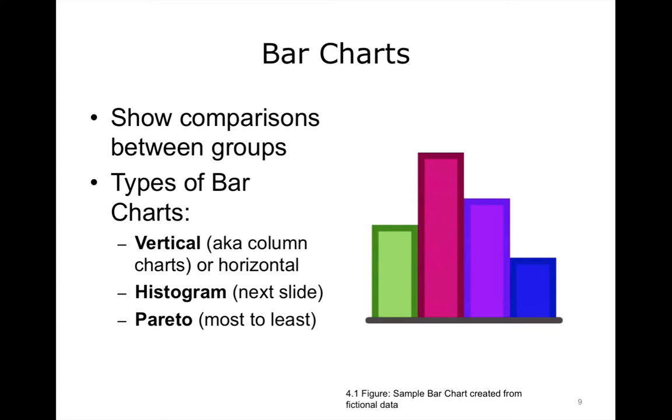We will start with bar charts. Typically, bar charts are used to show comparisons between groups. You may have groups of people, groups of hospitals, groups of providers, groups of physicians, and bar charts can show comparisons between the groups. It can be vertical, also known as column charts, as you see here, or you can put this chart on the side and it can become horizontal. It can be a histogram, which we will look at in the next slide. It can also be a Pareto chart, which is when you have the results starting from the most going down to the least. So bar charts are pretty flexible, and there are a lot of different types of bar charts.